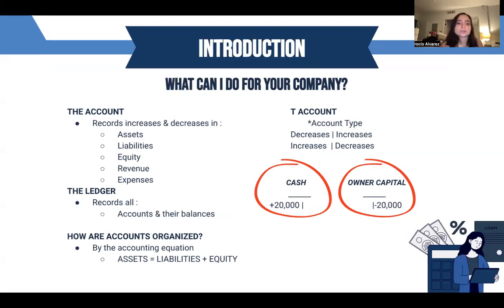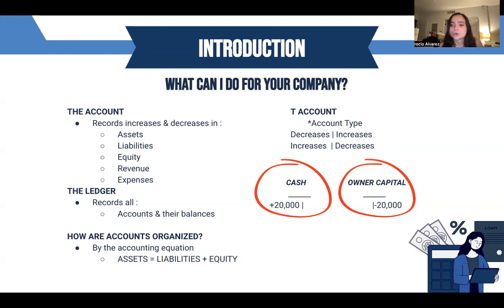So first, we need to understand what an account is. It is basically a record of increases and decreases in a specific asset, liability, equity, revenue, or expense. On the other hand, we have the ledger, which is a record of all of the balances of each of the accounts, assets, liabilities, equity being accounts. So accounts are organized by the accounting equation, which is assets equals liabilities plus equity. Therefore, liabilities plus equity equals assets.